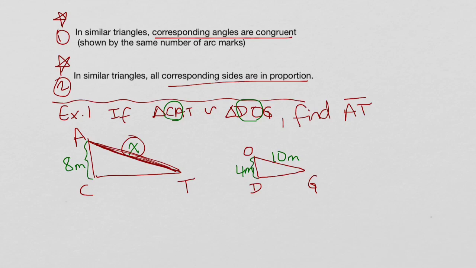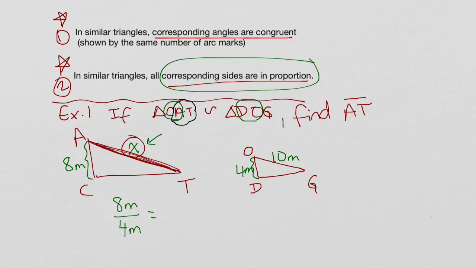And since we know that corresponding sides are in proportion, we can make a little ratio. We can say 8 meters is to 4 meters, and then we want to know what side this is. This is side AT, right? So side AT, for the second two letters, must correspond to side OG, this one right here.